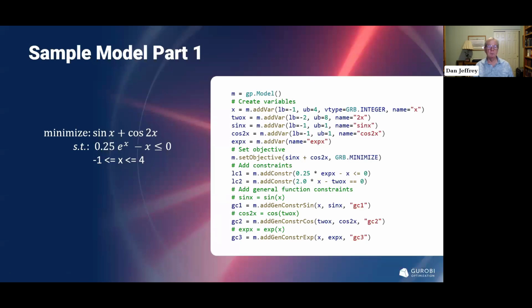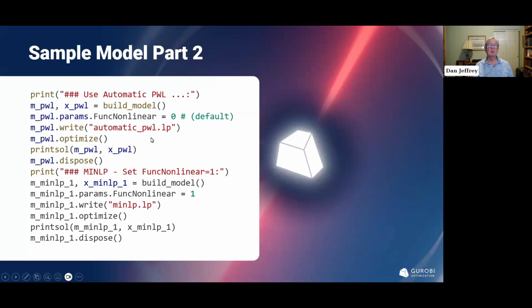And when we solve that, we're going to solve it two different ways. First, we'll set func nonlinear equal to 0. That's the default, we don't have to specify that at all, but that's currently the default for Gurobi. And that means that it will generate piecewise linear terms. So I'm writing the model to automatic PWL, and that way I can look at all these piecewise terms if I want to. And then I'm optimizing and printing the solution. The second time I'll solve with func nonlinear equal to 1 and do similar steps to print the solution.